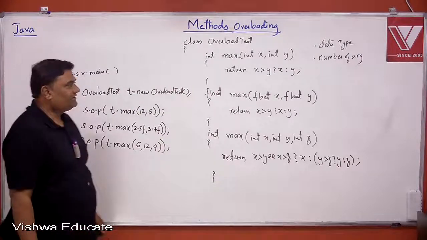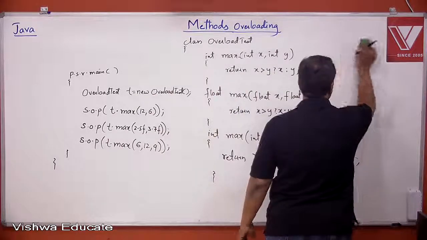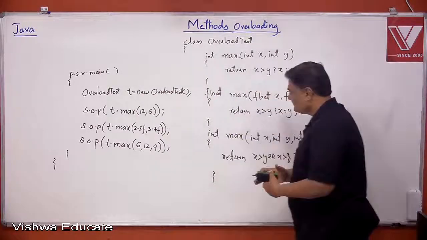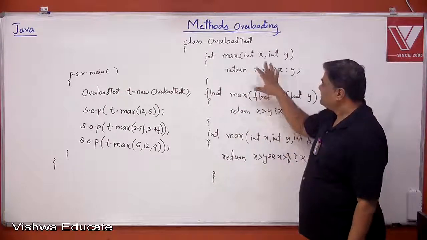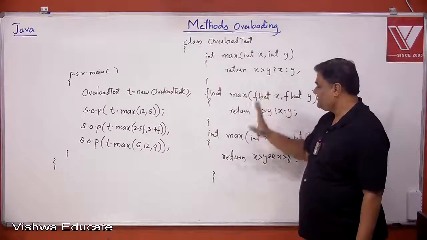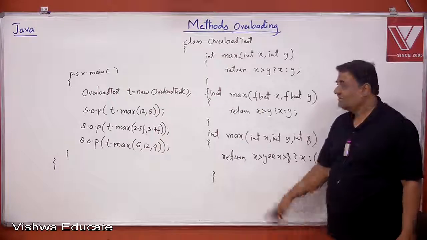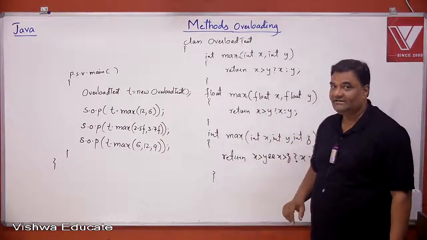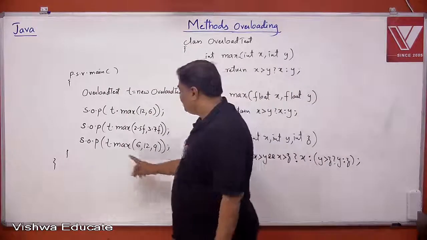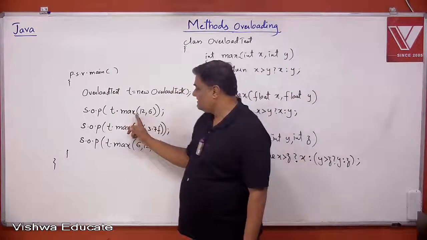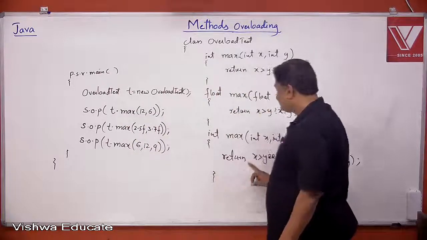Now, a few more points on this one. See, name is max. Name is max. This max can find the maximum of 2 integers, but this max can find the maximum of 3 integers. The name of a method is the same, but the behavior is different. The result is different depending on how many parameters you are passing. If you pass these 2 parameters, this method will be called. If you pass these parameters, then this method will be called.